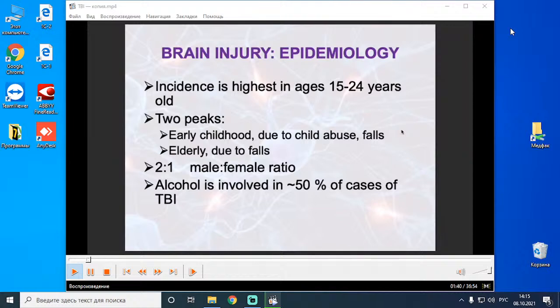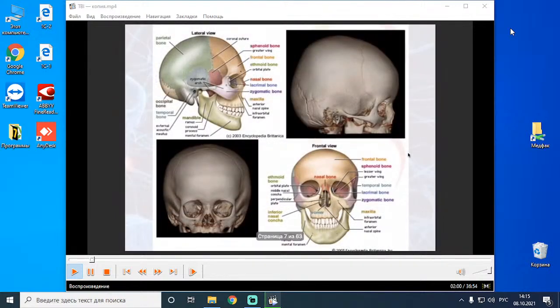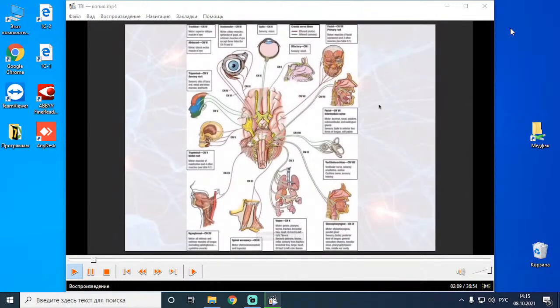Incidence is highest in ages 15 to 24 years old. There are 2 peaks: early childhood due to child abuse and falls, and the elderly due to falls. The male-to-female ratio is 2 to 1. Alcoholism is involved in almost 50% of cases of traumatic brain injury. Here you can remember the anatomy. Here also you can remember some functions, cranial nerves.